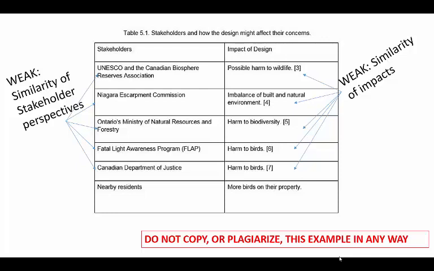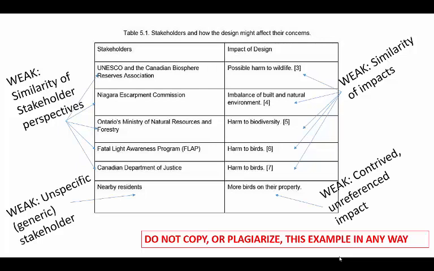Do you really need the Canadian Department of Justice? If harm to birds is the same as Fatal Light Awareness Program, or even similar to UNESCO, then maybe the Canadian Department of Justice isn't a good stakeholder, and you can take those 7 words and use them to better effect elsewhere. Also, those last 2, those are really weak.